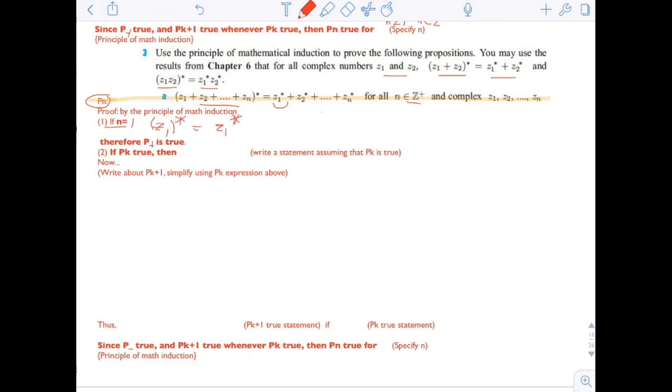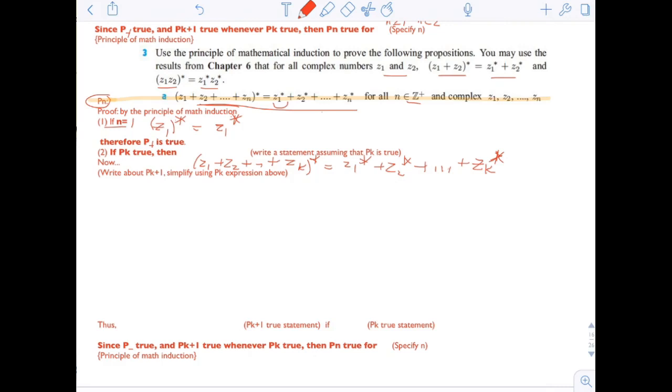If pk is true, then, and so now we're going to write this statement here, except instead of z subscript n, we're going to put z subscript k. So we're going to have z1 plus z2 plus ... plus zk conjugate is equal to z1 conjugate plus z2 conjugate plus ... zk conjugate, sorry. Okay, so we're going to assume that's true.